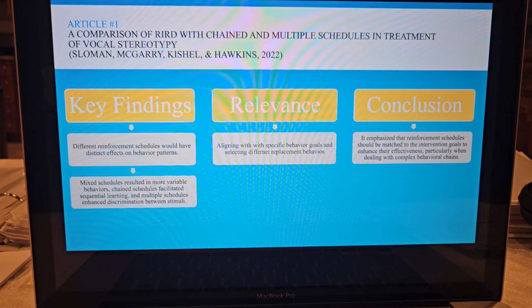So my first article, a comparison of RIRD with chained and multiple schedules in treatment of vocal stereotypy. So this study repeated the original study by Stanton and Hanley, which studied 2 ways to reduce repetitive behaviors and increase task engagement in people with autism. That study had found that allowing access to those behaviors after completing tasks through chain schedules was more effective, providing time-based access.